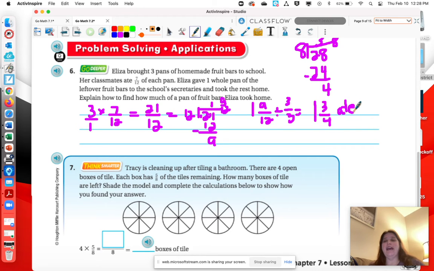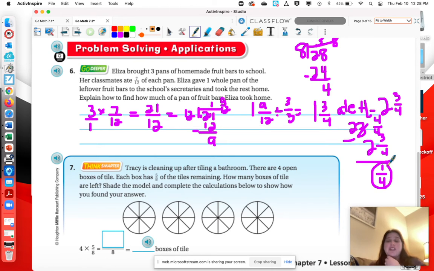So how much does she have left? Well, she gave one whole pan away. 1, so that's 2 and 3/4 that she gave away, and they ate all together. And then she had 3 whole pans minus the 2 and 3/4. Now this brings back chapter 6, and we cannot do this, so we need to borrow, and we need to pick our fraction, and the fraction of 1 that I want to pick is 4 over 4. So 4 minus 3 is 1, and then the bottom stays the same. So she took home 1/4 of the pan.